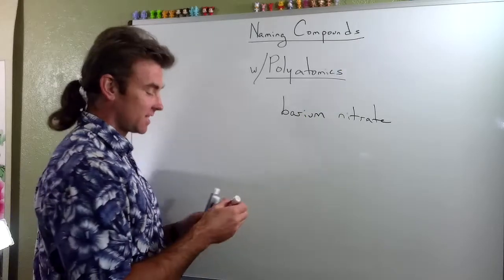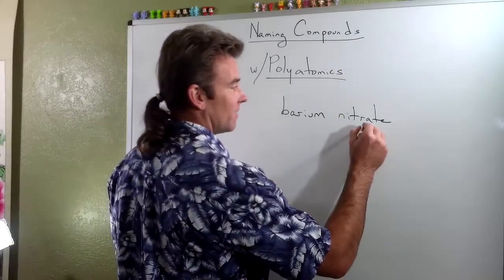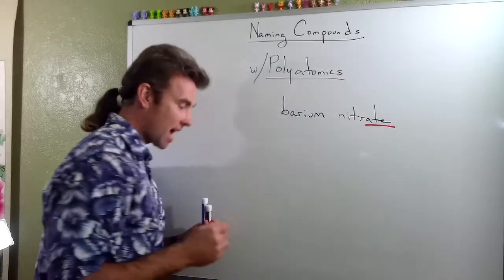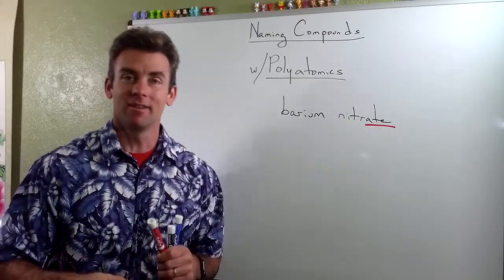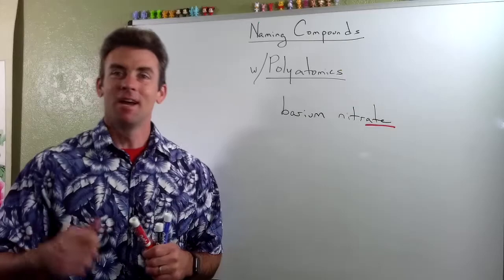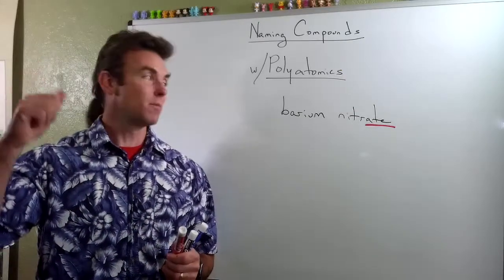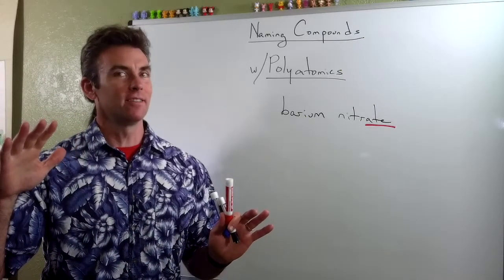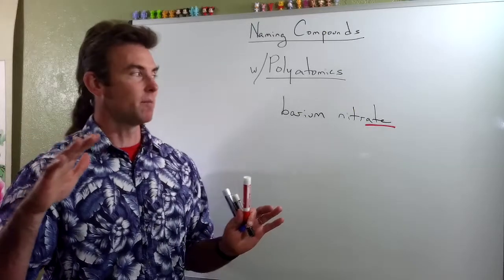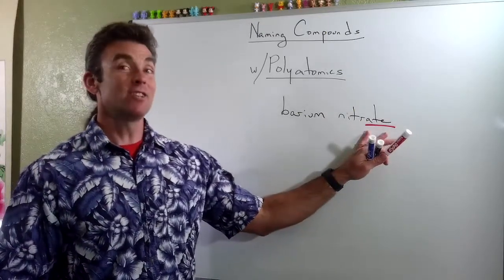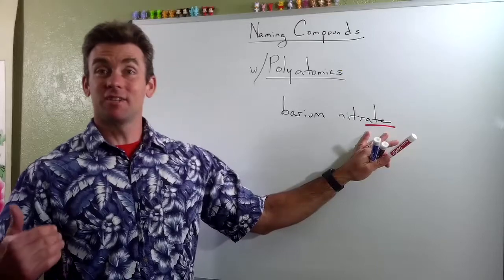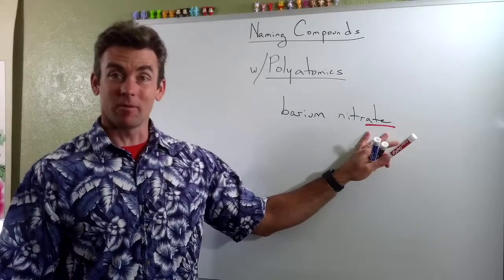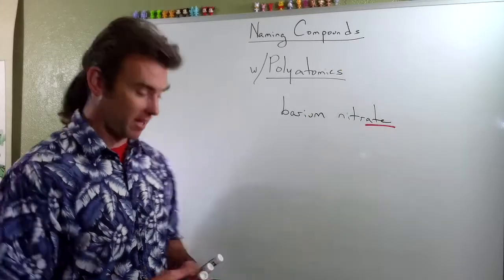So you look at this thing, you see an ATE ending. That literally is a red flag. Well, not literally, I guess. I don't have one of those. But it should raise a flag in your mind and say, whoop, we've got to look at the list of polyatomics. It is not a nitride, which would be just nitrogen from the periodic table. It is actually telling you there's a polyatomic there.